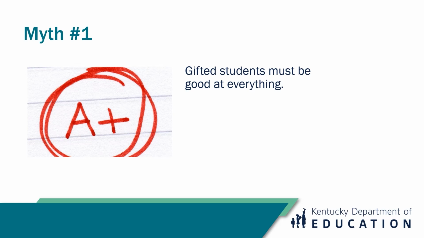As we think about special considerations, let's look at some of these myths and how they can be dispelled by using special considerations when identifying students for the Gifted and Talented program. Myth number 1, gifted students must be good at everything. Gifted students do not have to be good at everything. Often, students are identified in only one area.